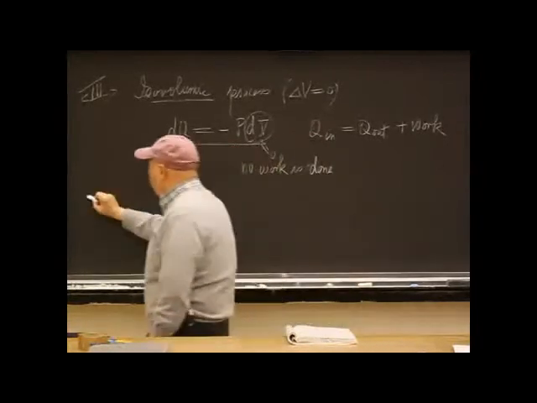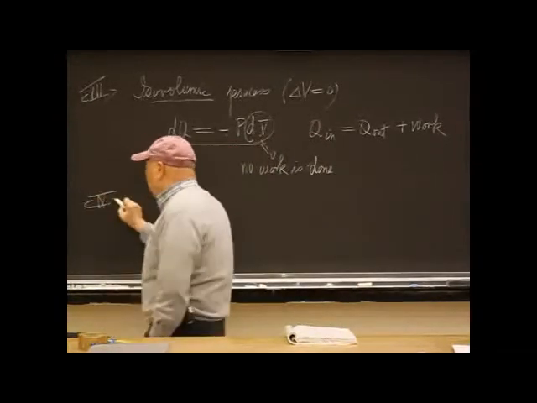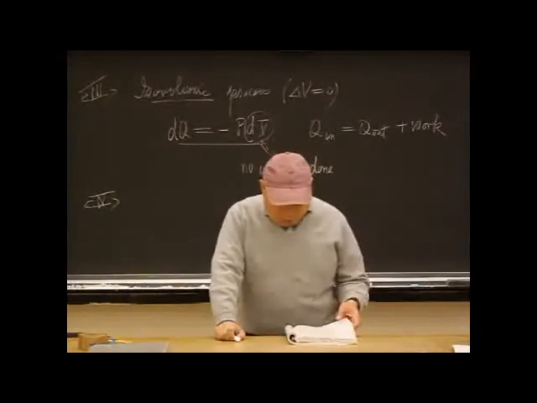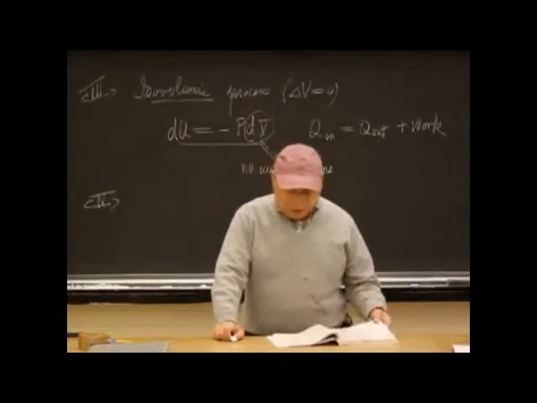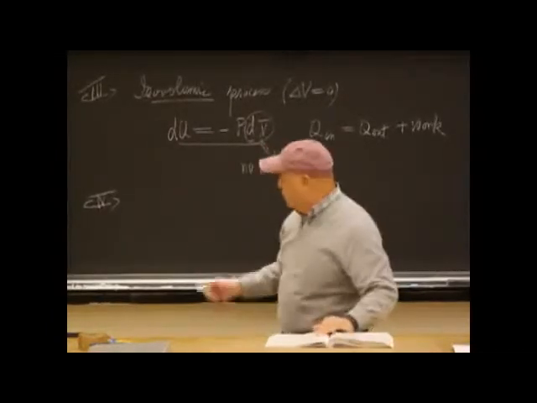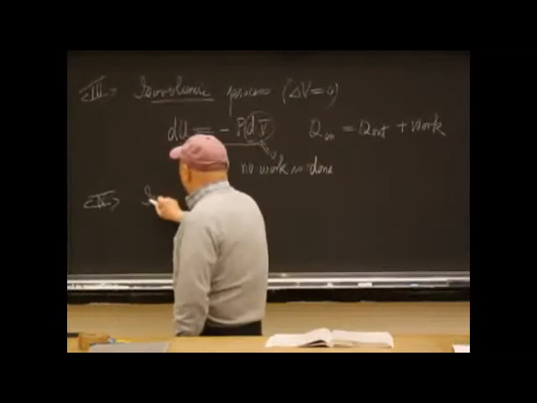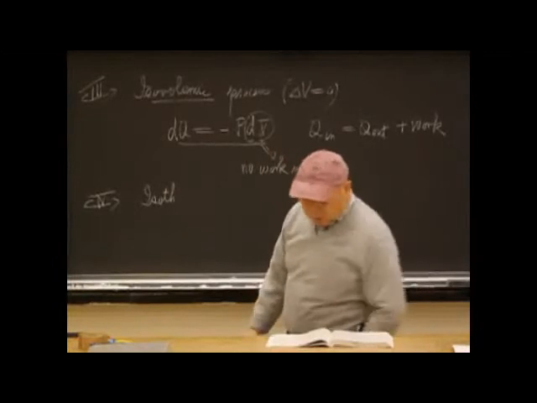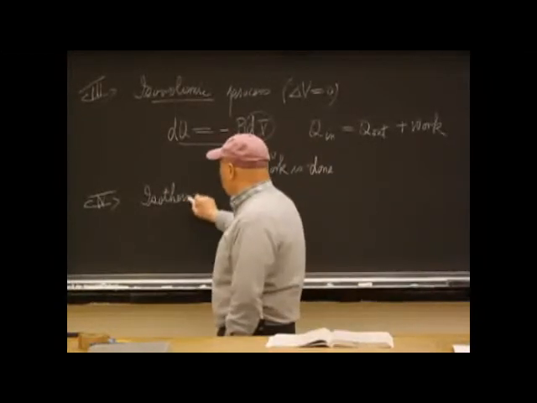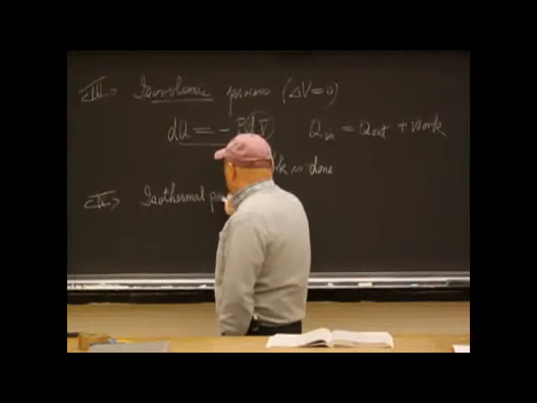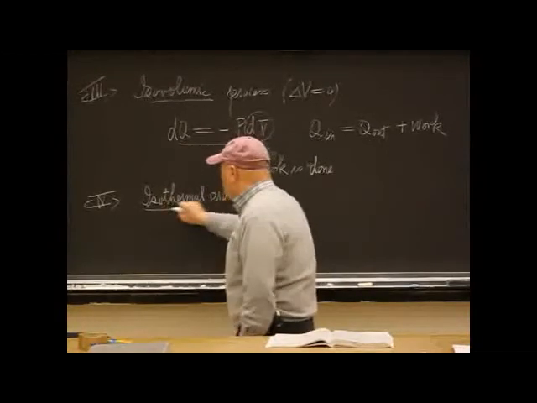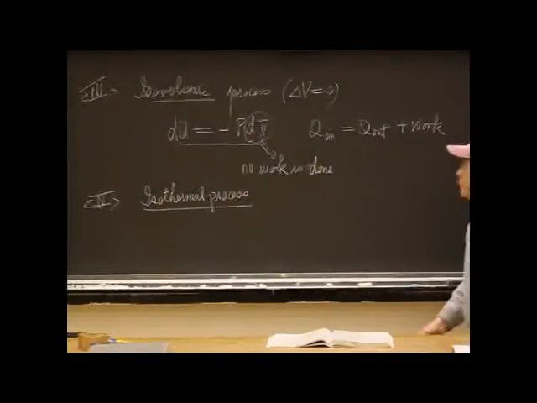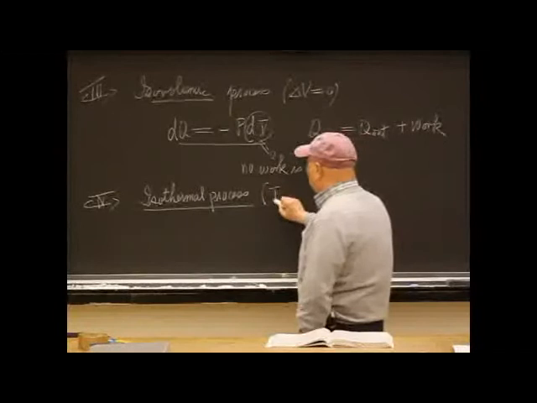Number 4 is important. It is the most popular one in the process, which is called isothermal. The isothermal process is the most popular one. That means that during this process, the temperature is constant.